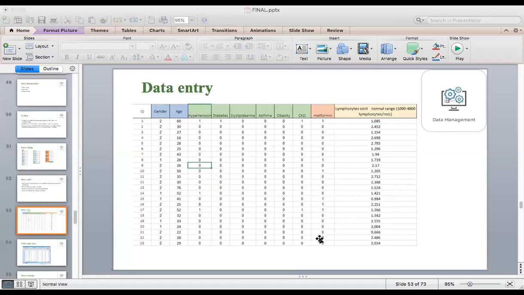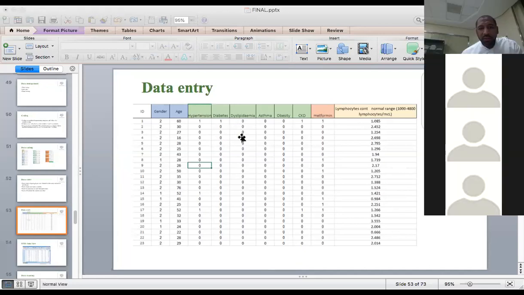Here, a column represents one variable only. Age, for example, is a variable. Gender is a variable. So the column should represent only one variable, and the row should represent only one participant or individual. And the cell represents one response only. So it's very, very important.